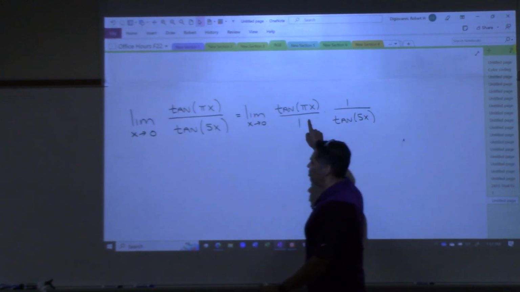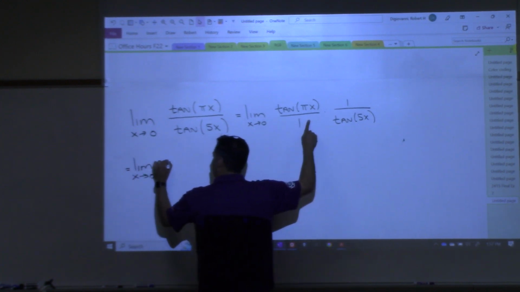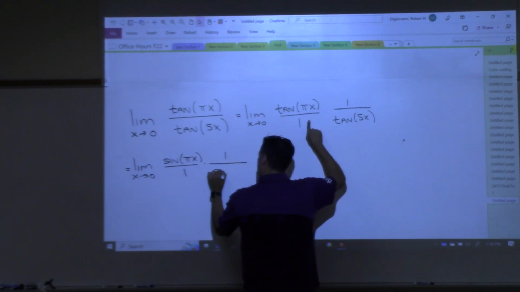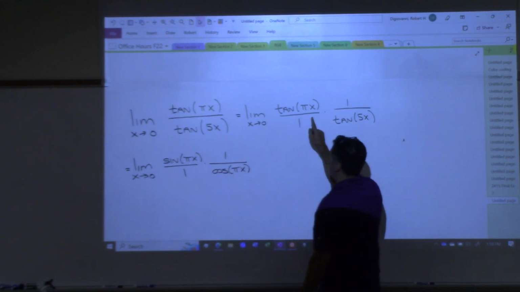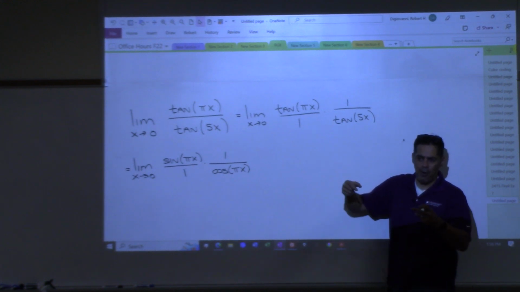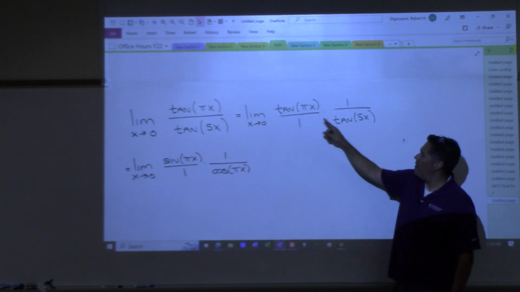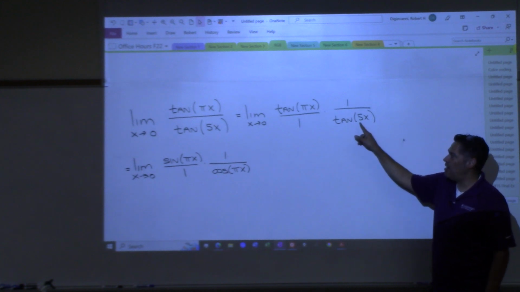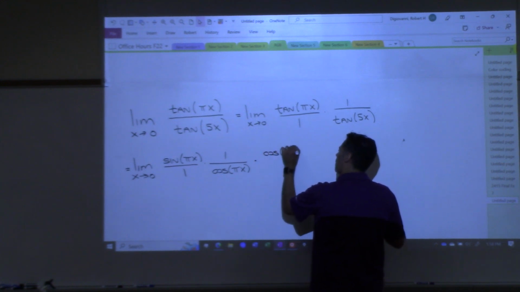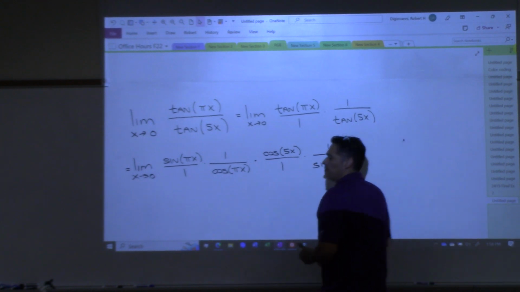And tangent, by definition, is sine over cosine. So this is limit x goes to 0. So that right there is sine over cosine, sine pi x over cosine pi x. But I'm going to rip that apart because I know ultimately I want to rip everything apart. So that's just this one. And then this one, remember we showed a second ago, is not sine over cosine. This turns out to be cosine over sine. So I'm going to write cosine 5x over 1 times 1 over sine of 5x, like that.